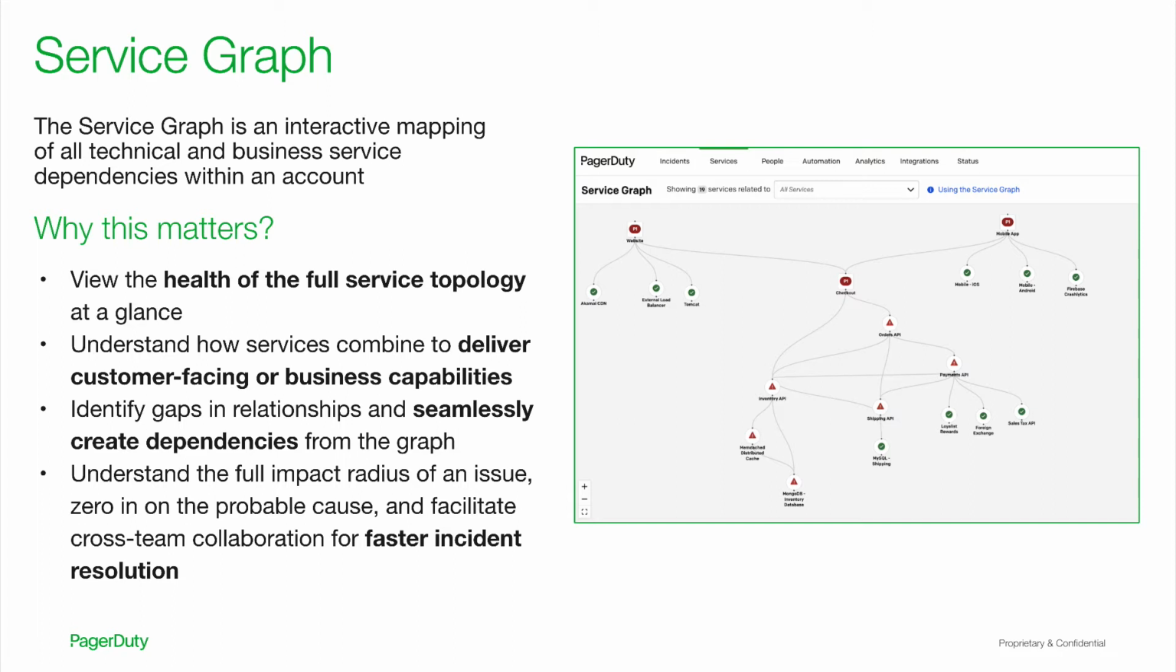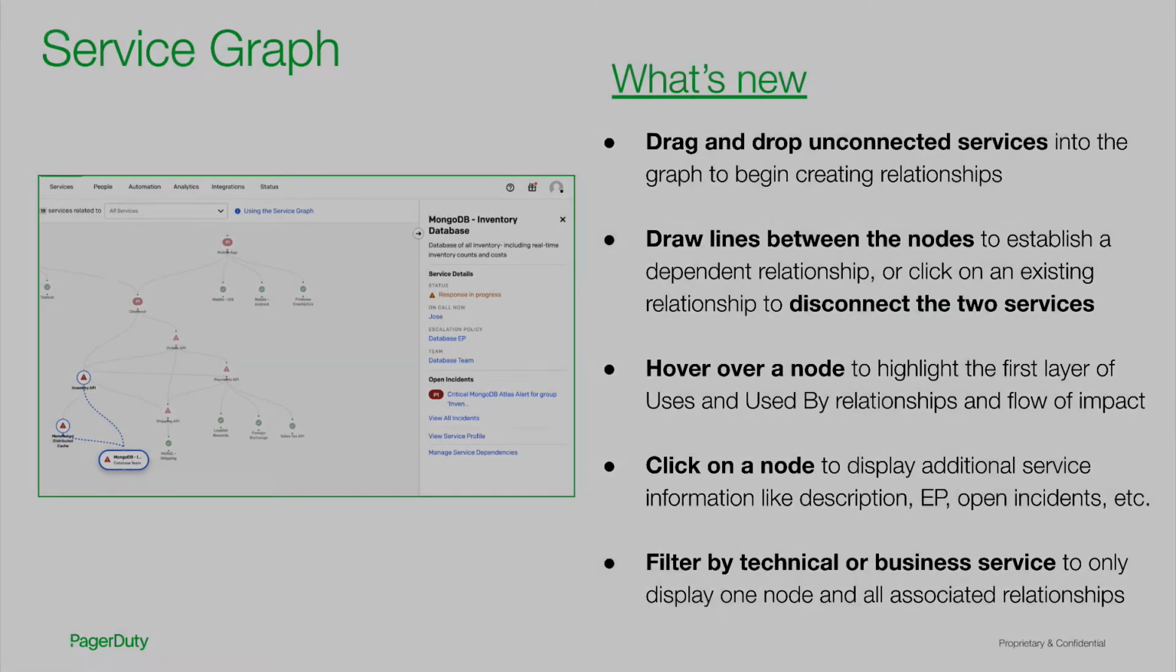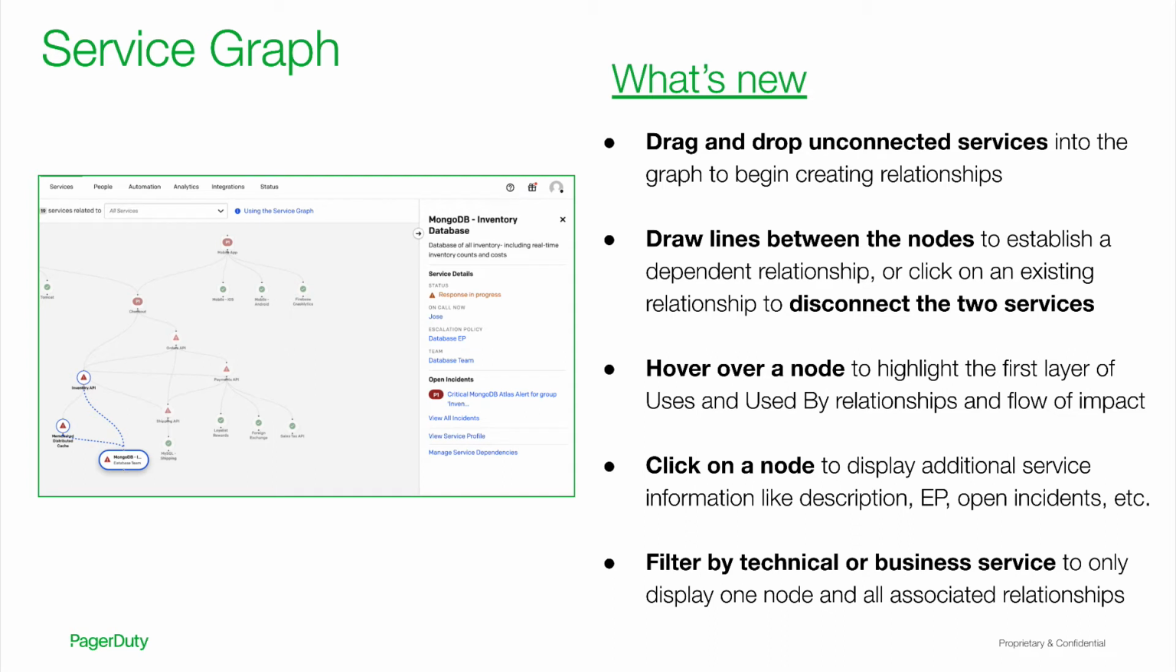With that foundational knowledge set, responders have the tools to take incident response to new heights. It won't matter if an issue is originating 1 layer or 4 layers away from the service. Responders will be able to quickly digest the full impact radius of an issue, zero in on likely cause, and seamlessly facilitate cross-team collaboration, leading to faster incident resolution. So let's look now at what's new.